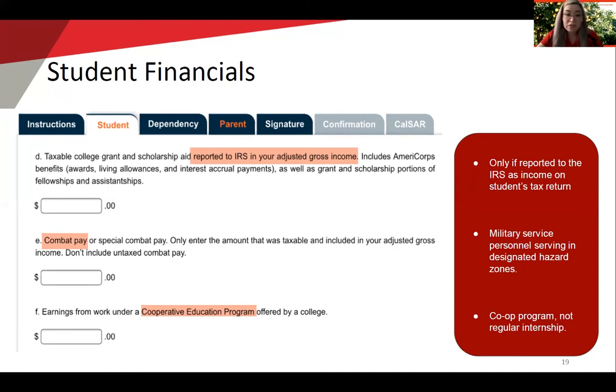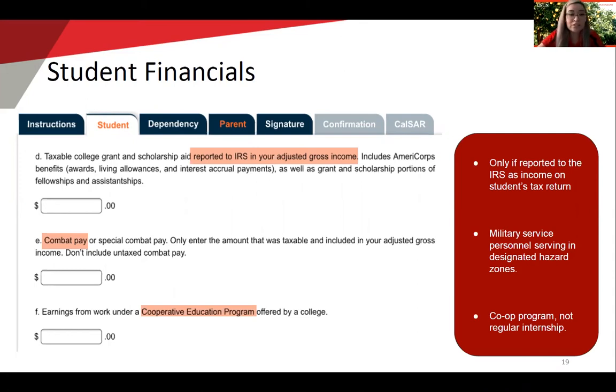So you'd be able to see on your taxes, or you'd know when you filed your taxes, if you had specific grants or scholarships that needed to be reported to the IRS. And this is what this question is referring to. So if you didn't have any grants or scholarships that were reported on your tax return, because they were not taxable, then you'll just put 0 on that question.